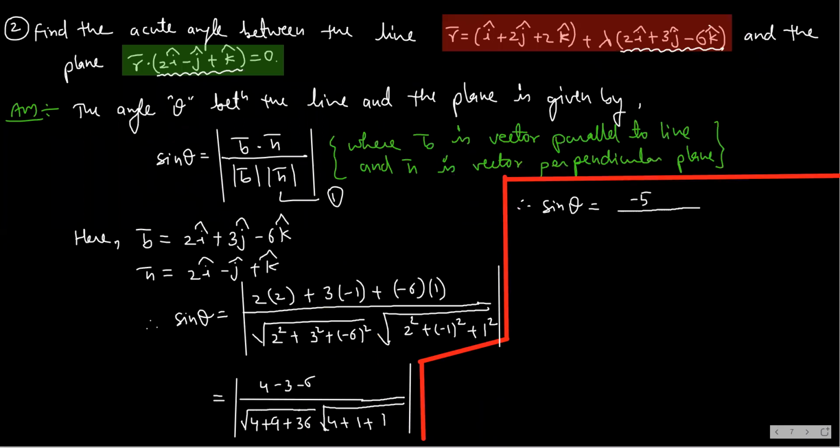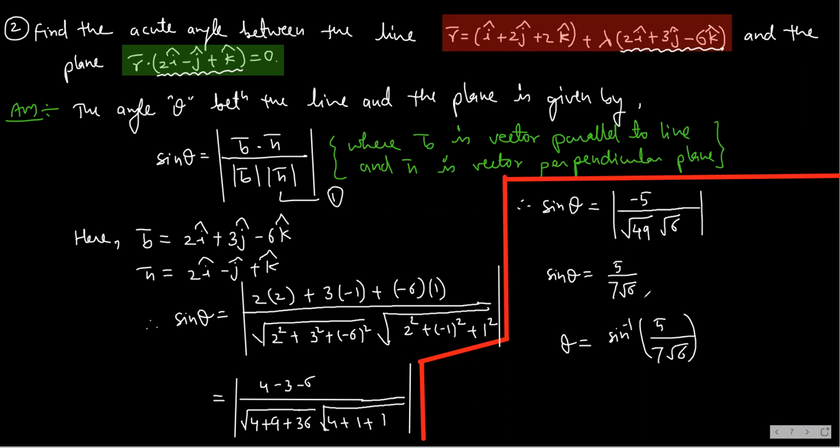So what it will get me now? So minus 5, and here you have root of 49, root of 6. That is equal to sine of theta is 5/7 root 6. So theta is equal to sine inverse of 5/7 root 6. This is the answer. Copy this.